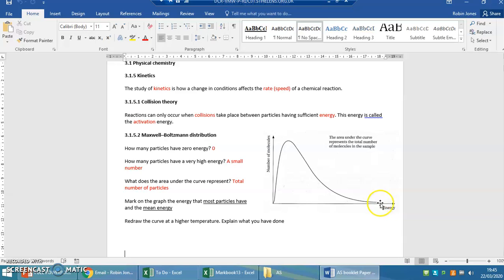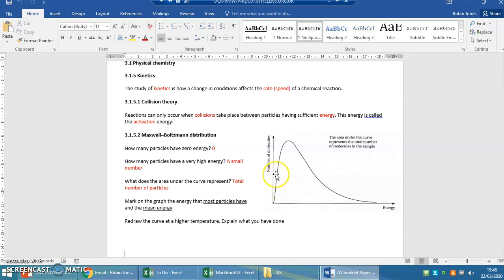How many particles have no energy? So if I go back right down to zero energy here, then the line goes through 0, 0. So zero number of particles have zero energy. How many particles have zero energy? None. That's why it goes through 0, 0.